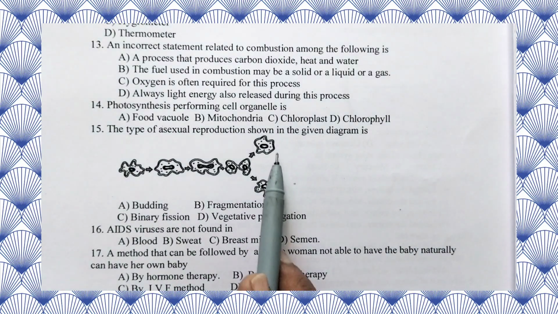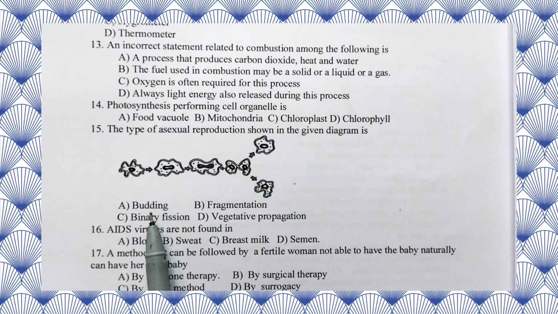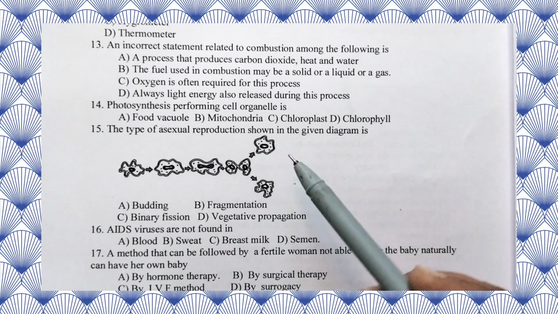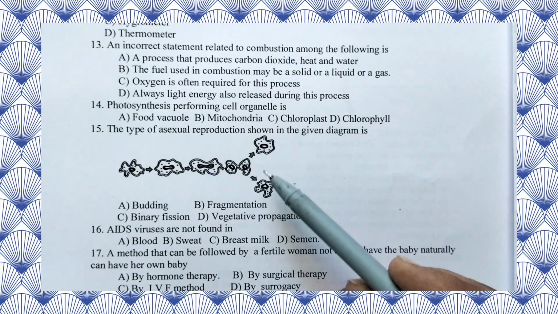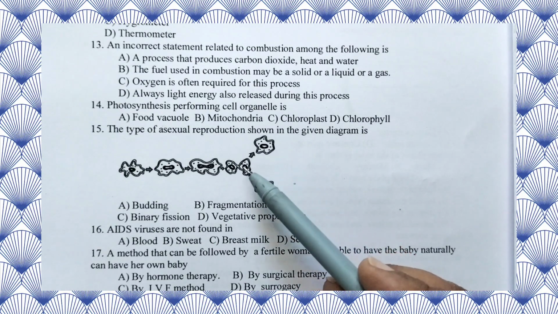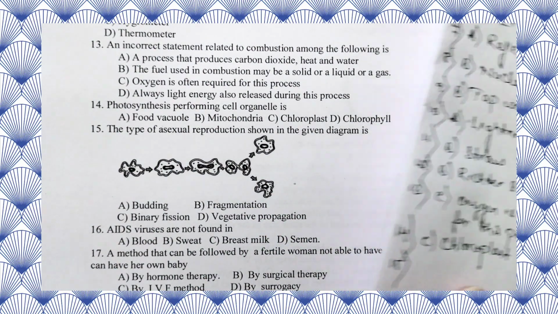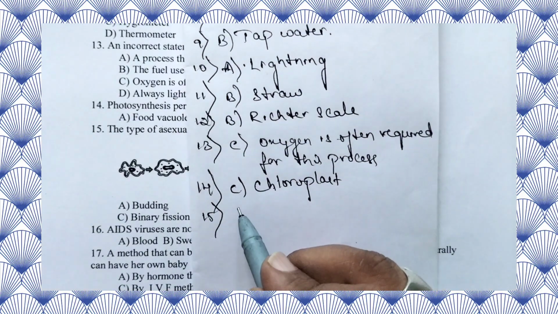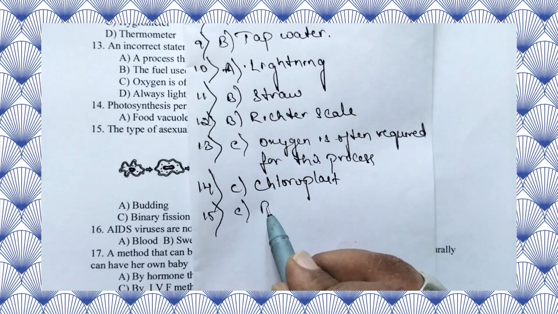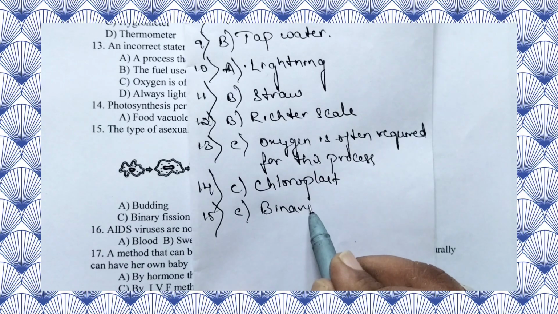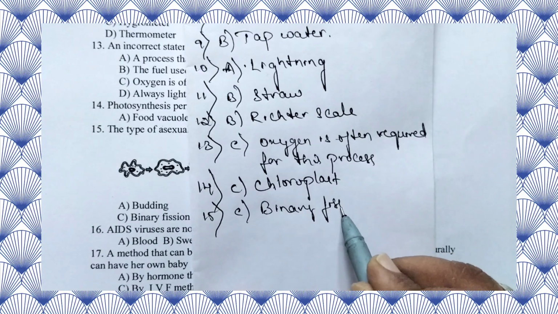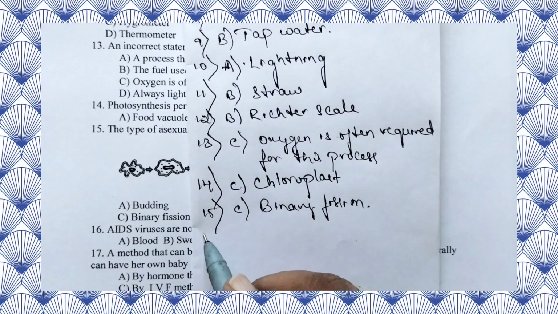So this is what type of asexual reproduction? Budding, fragmentation, binary fission, vegetative propagation. Here it is divided into two, since the cell has split, so it is option C, binary fission. So for 15th question, option C, binary fission is the right answer.